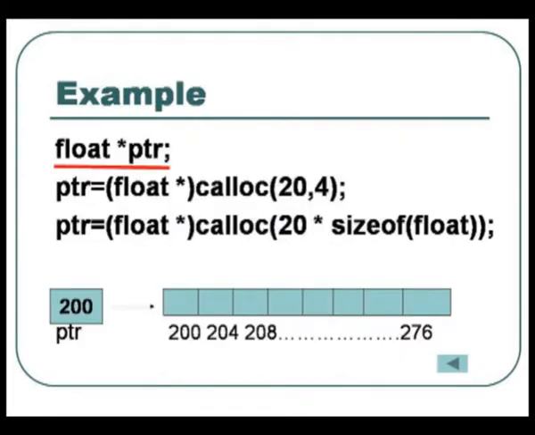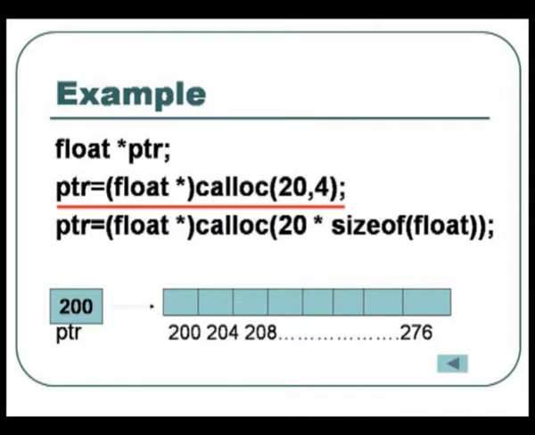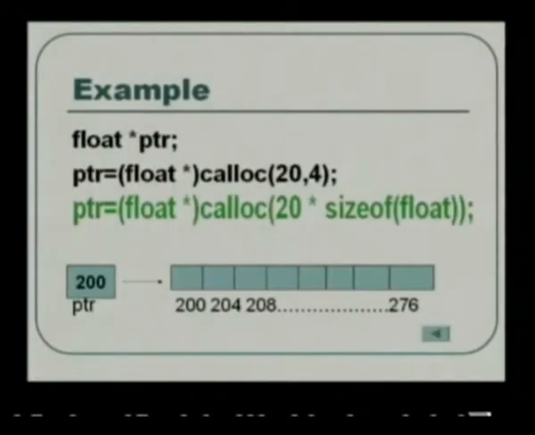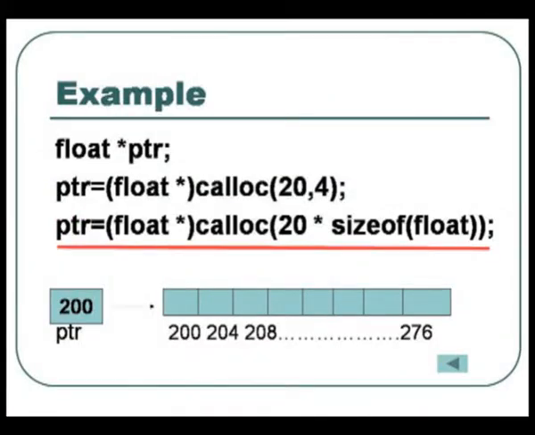Example, float pointer variable. This variable stores the memory only for a particular data type, which you have to explicitly mention. Pointer float indirection operator, calloc 20, 4. So what is 20? 20 is nothing but the number of blocks. 4 is nothing but the size of each block. So 20 into 4, totally 80 bytes of memory are allocated. Another option here is again calloc 20, where 20 is the number of blocks into sizeof float. This is similar to the malloc function, where instead of you yourself telling the size of a data type, you allow the compiler to decide it.